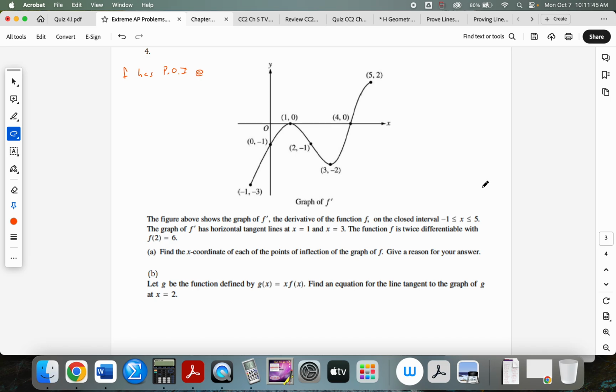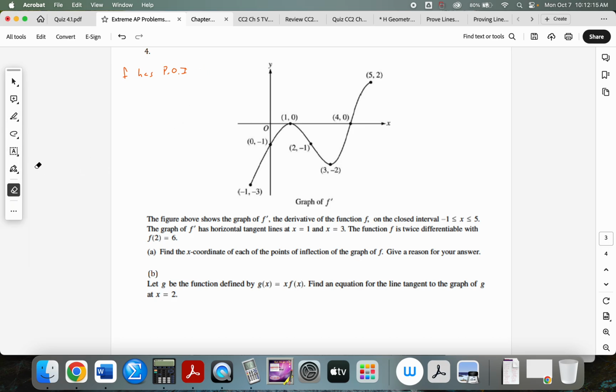When f double prime is 0? I'm sorry? When f double prime is 0? No. And the only reason I'm making a big deal of that is because I just said it a minute ago. It's not sufficient to say f double prime is equal to 0. What has to happen? It goes from positive to negative, or the sign changes? Right. So let's write that out to start with.